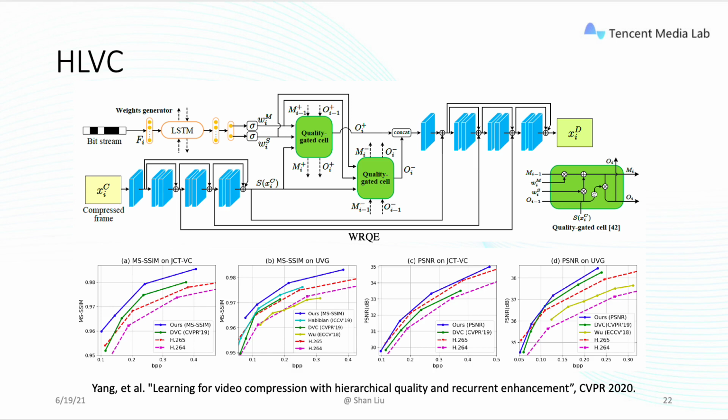And finally, experimental results shown on the bottom half of this page show that the proposed HLVC approach outperforms the DVC as well as H.265. Note that the low delay P very fast mode of x265 was used to generate the H.265 RD curves here for both PSNR and MS-SSIM metrics according to the paper.